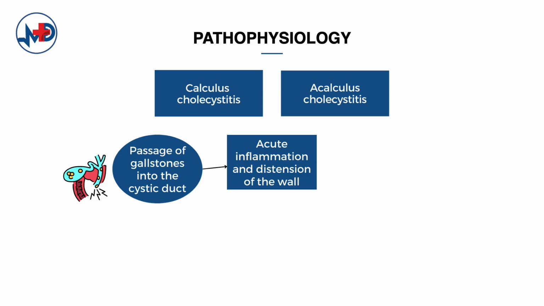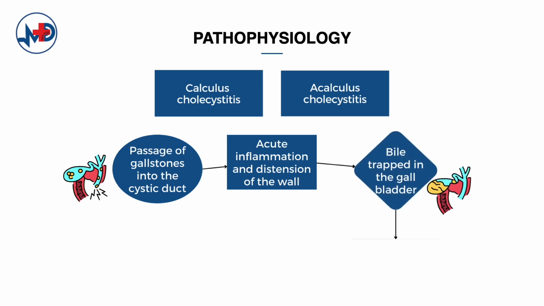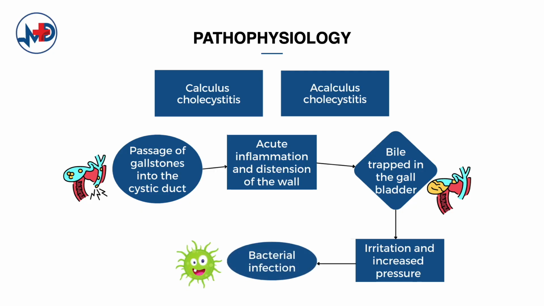As a result of the impacted gallstones, bile will be trapped in the gallbladder, which in turn leads to irritation and increased pressure in the gallbladder. The gallstones causing trauma will stimulate the synthesis of prostaglandins, mediating the inflammatory response and resulting in secondary bacterial infection. This may then lead to necrosis and gallbladder perforation. On the contrary, the exact pathophysiology of acalculous cholecystitis still remains poorly understood but is believed to be multifactorial.